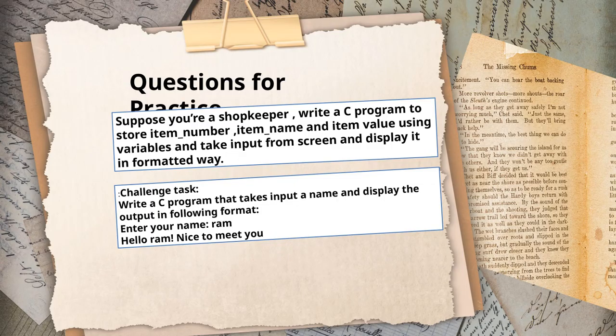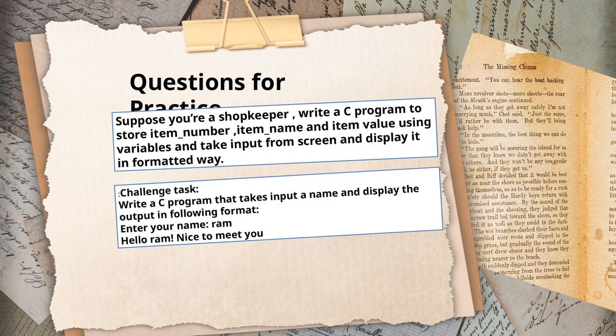Now, let's look at some practice questions to solidify what we've learned. Imagine you're a shopkeeper and you want to write a simple C program to store details about items. The key here is to use variables for item number, item name, and item value. You would take input from the user through the screen and then display that information in a formatted way. This helps us understand how to handle user input and output in C.